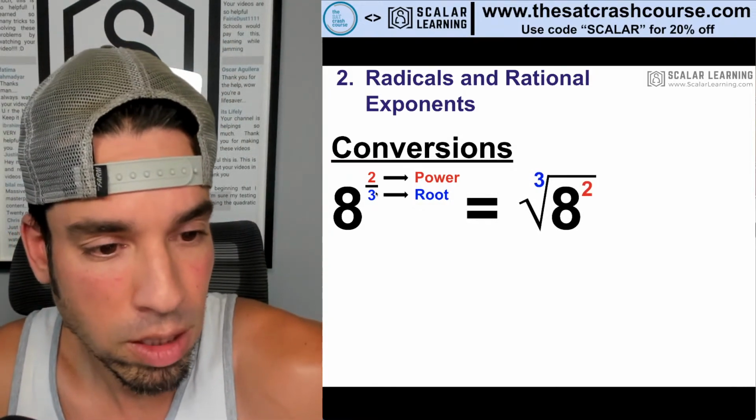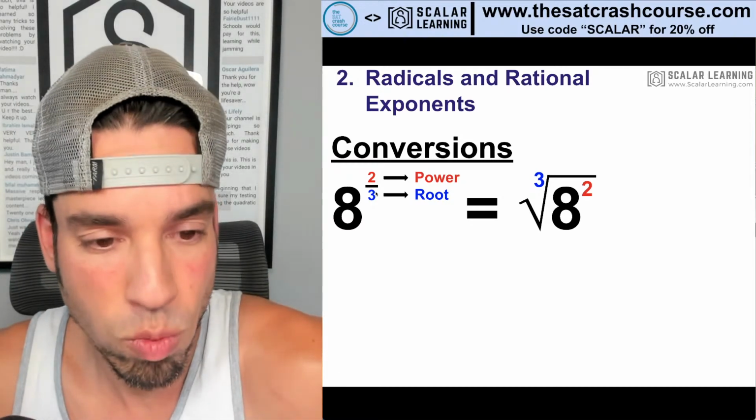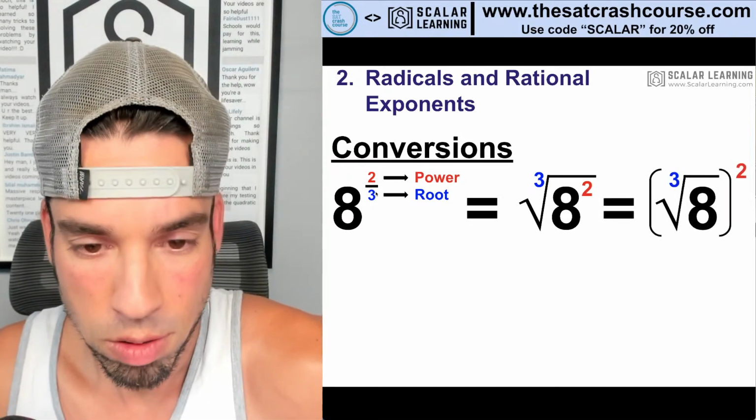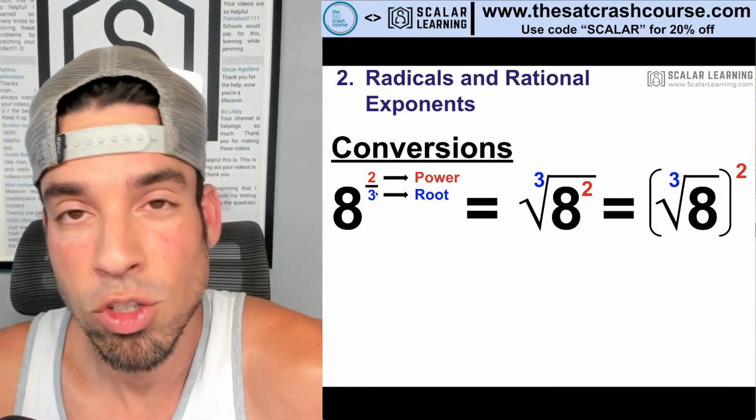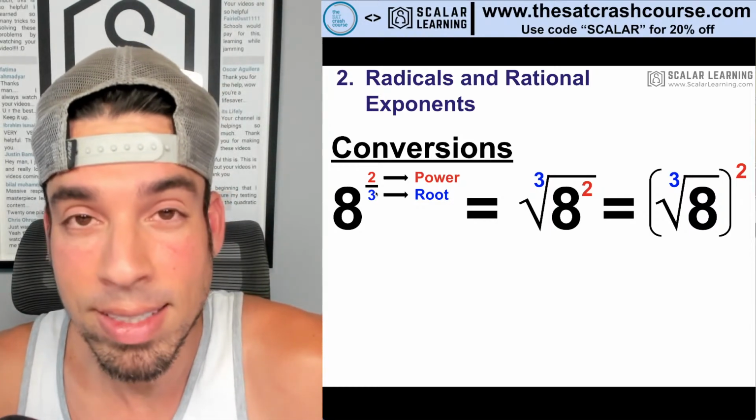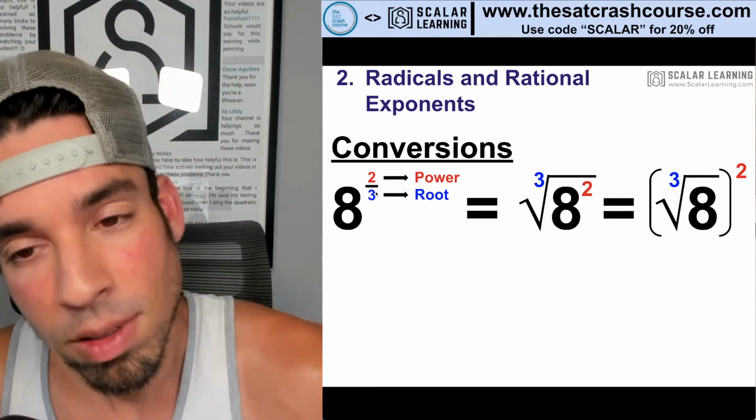So how can I evaluate this? We're taking the cubic root of 8 squared. Or you can take the cubic root of 8, squared. Both are going to give you identical results. Which way is easier? The second way.